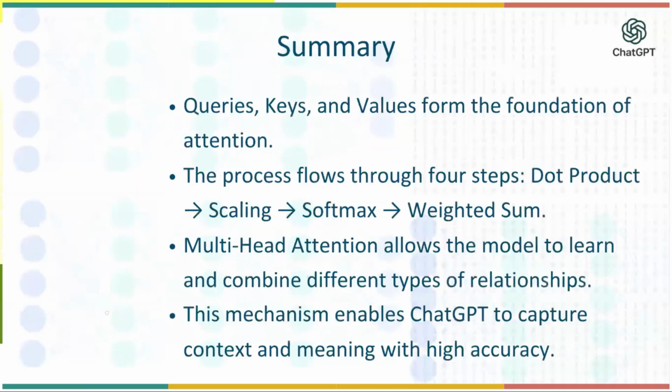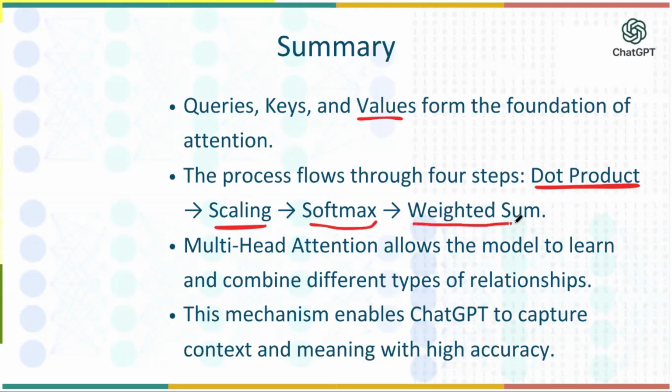Now let's wrap up what we have learned in this episode. At the core of self-attention are the queries, keys, and values. The mechanism works through four precise steps. The first step is the dot product. Then once we get the score of the dot product, we scale by dividing by the square root of the dimension of the keys. And then we apply the softmax to get the attention weights. Softmax converts them into probabilities, and finally, a weighted sum produces the output.